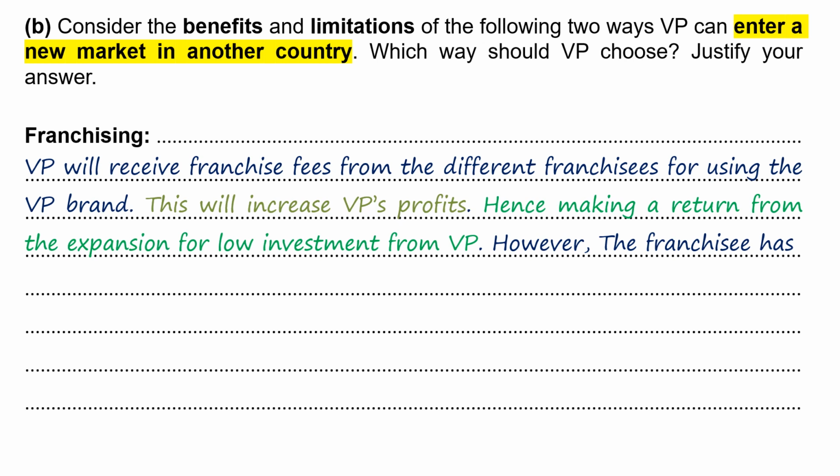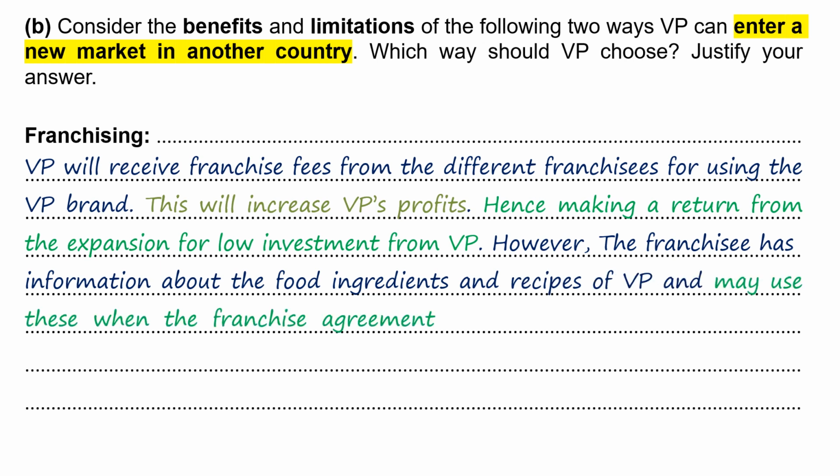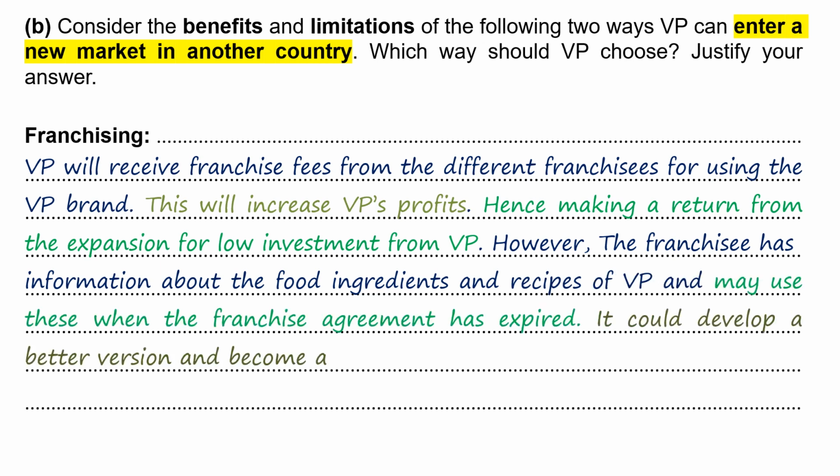we are providing the limitation in the same paragraph. However, the franchisee has information about the food ingredients and recipes of VP and may use these when the franchise agreement has expired. D'accord? Là, c'est the first limited analysis. What will happen next? It could develop a better version and become a competitor. The second develop analysis box. Right? Now, let's move on to the conclusion part.